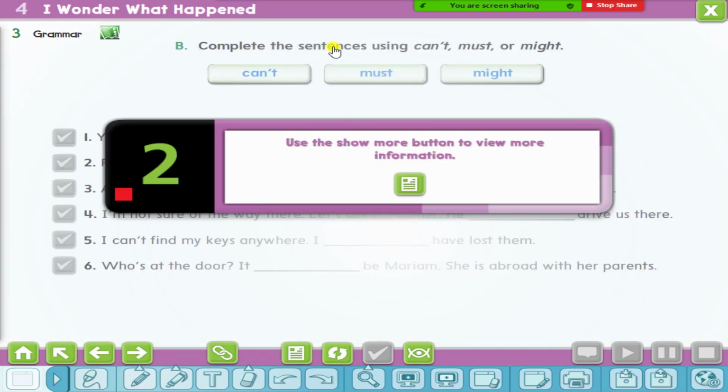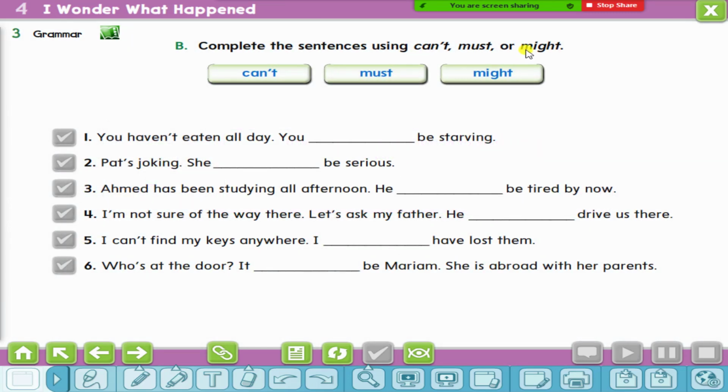Exercise B. Complete the sentences using can't, must, or might. Okay, number 1. Yes, Ayman? Okay, you haven't eaten all day. You must be starving. Starving means very, very hungry, okay? You must. I am sure he is hungry because he hasn't eaten all day.